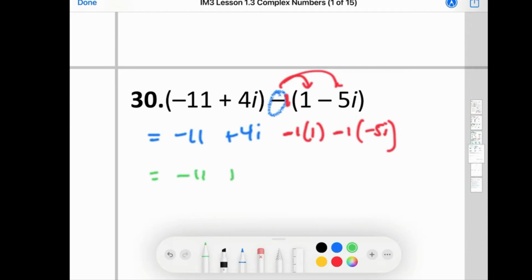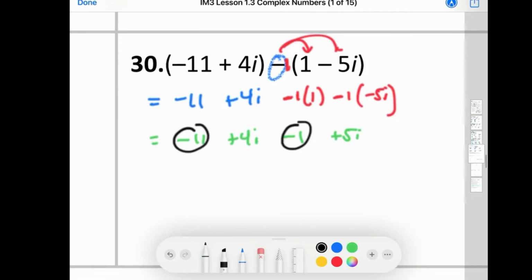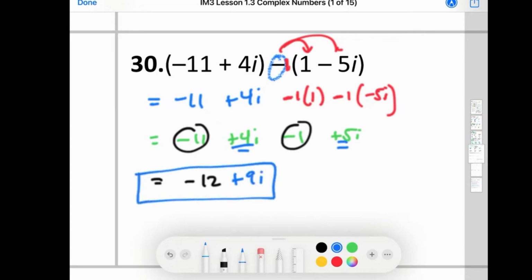Okay, so I got negative 11 plus 4i. That becomes negative 1 and then positive 5i. Okay, that becomes negative 12. And 4 plus 5 gives you 9. 9i is our answer.